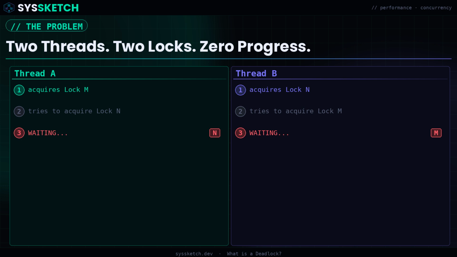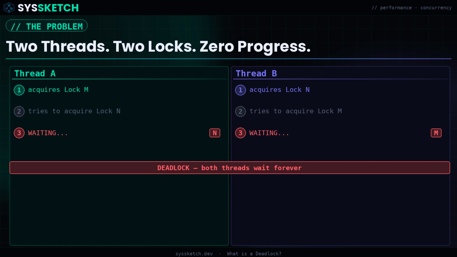Neither one can move forward. Neither one will ever release what it holds. Both threads are stuck waiting forever. That is a deadlock. Two threads, two locks, zero progress.